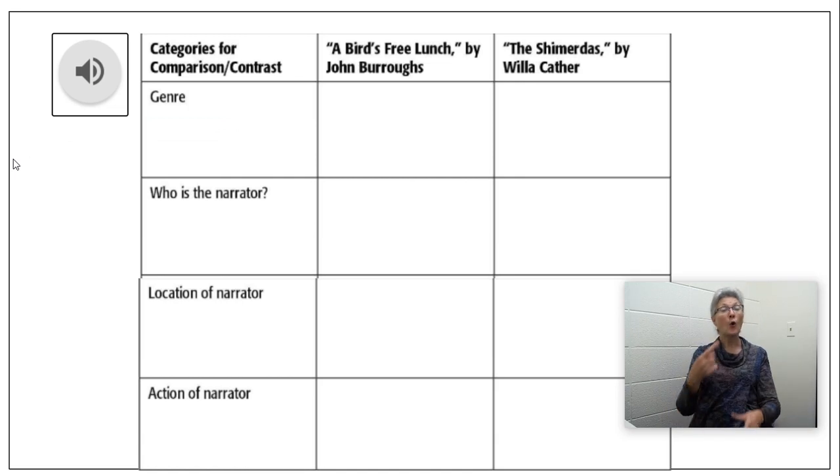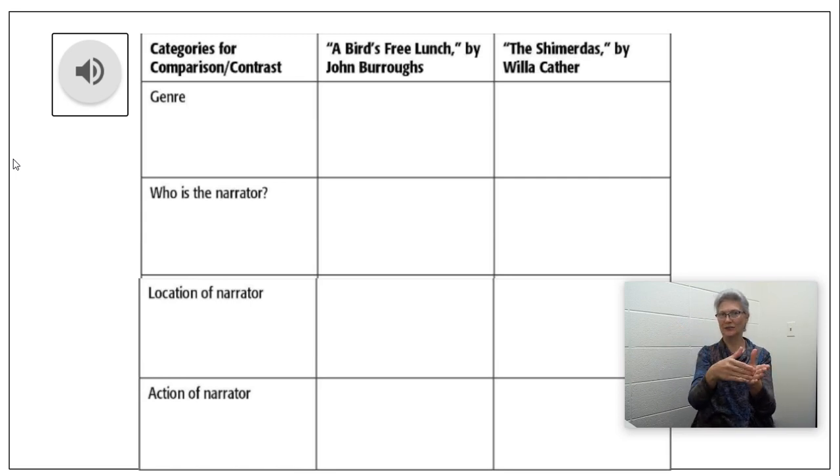We will be using this graphic organizer to help keep our thinking nice and organized. Notice again that we are comparing A Bird's Free Lunch by John Burroughs and The Shimerdas by Willa Cather. In the next slide, you will have an option to re-listen to the stories in case you need a refresher.